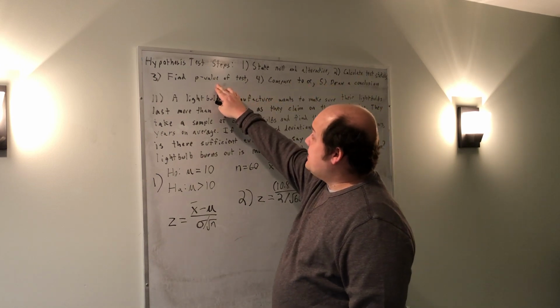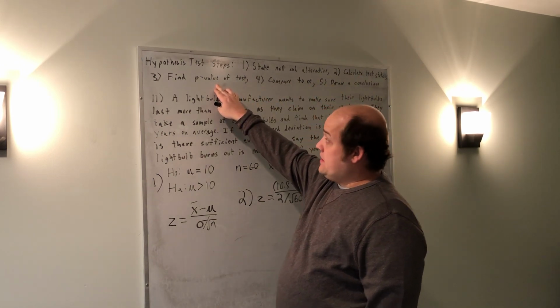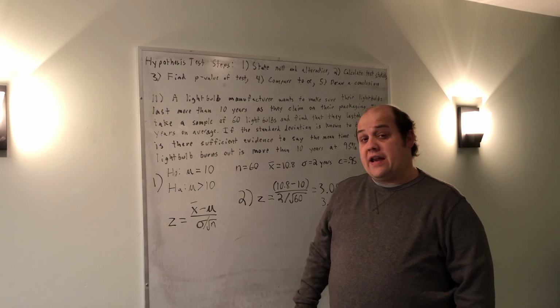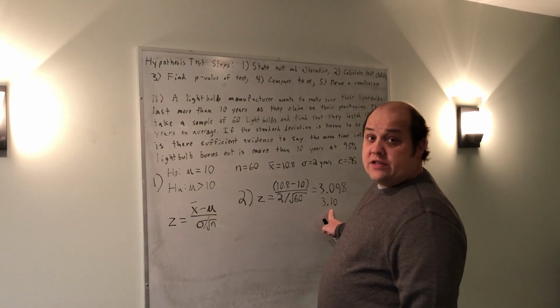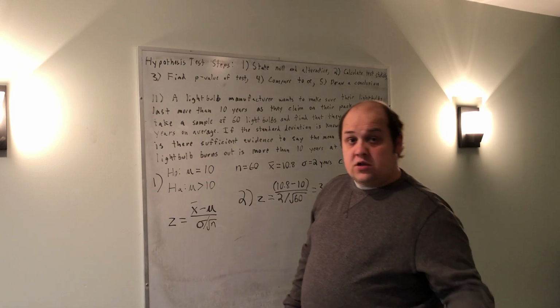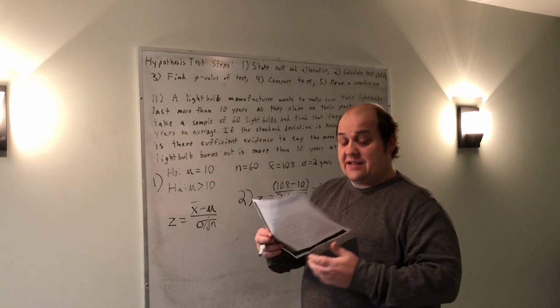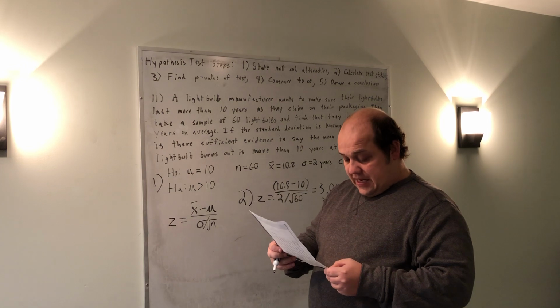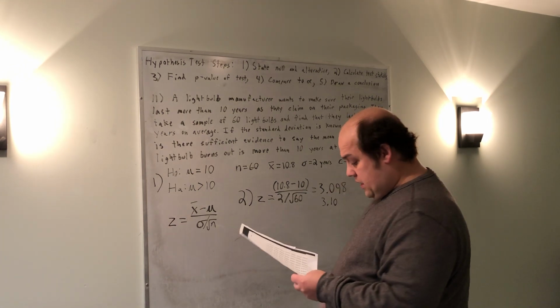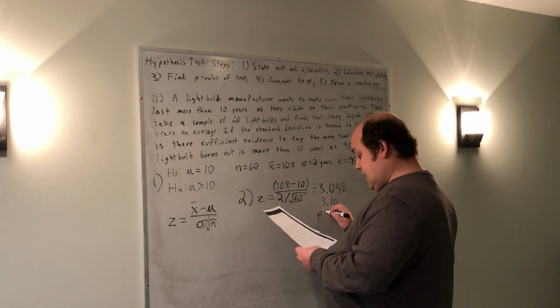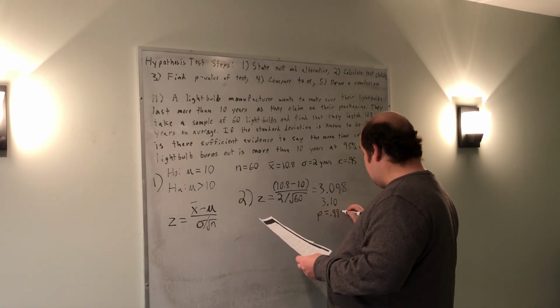Part 3 asks us to find a p-value of the test. There's 2 parts to finding this p-value. The first thing is we're going to look up the table value associated with 3.10. So on my table, I make sure I'm on the positive side. I go down the left side to 3.1. In the first column marked 0, I get a p-value of p equals 0.9990.